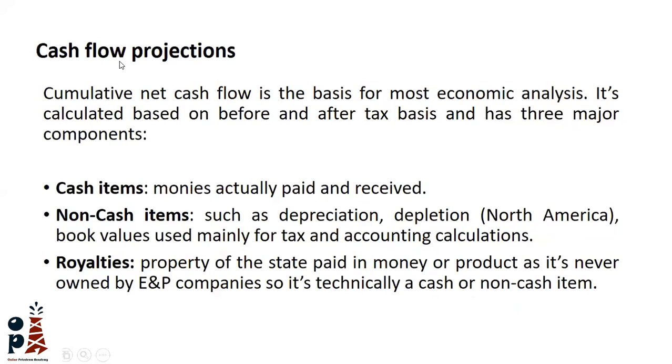So if we have a projection of cash flow, we have three items in the cash flow. Cash items, which is money paid and received. Non-cash items such as depreciation, depletion, and the book values, used mainly for tax and accounting calculation. And we will see later what depreciation and depletion are. And the third item is royalty, which is paid to the state that owns the resources, oil and gas. You pay it in money or a product, and it's technically a cash or non-cash item.